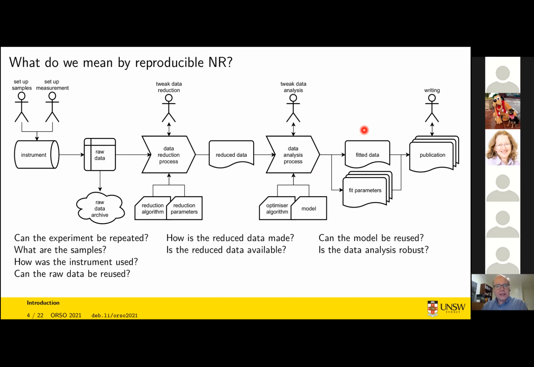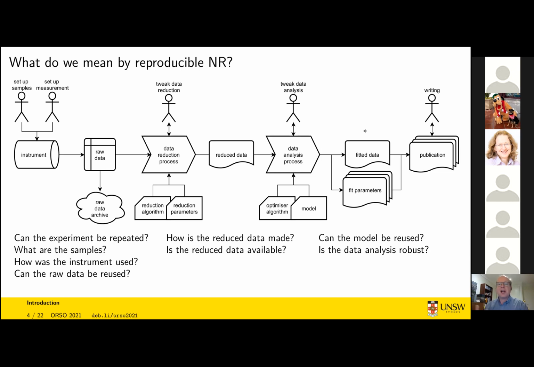So that model is maybe reusable or maybe not reusable. It's maybe not disclosed in enough detail that anybody can really figure out what goes on. And then the fit parameters might be just summarized to the 2 or 3 most important fit parameters that come out of the modeling in the paper, and maybe the rest of the fit parameters are consigned to the dustbin of history at that stage. So that's our overall reproducible neutron reflection pipeline.